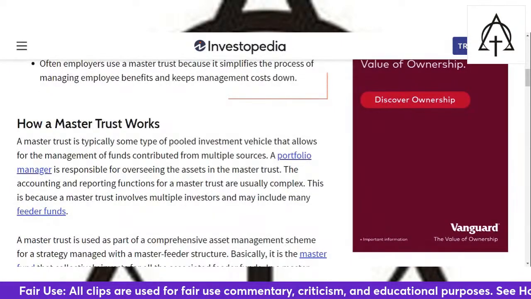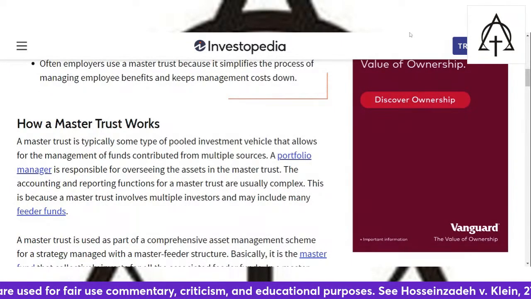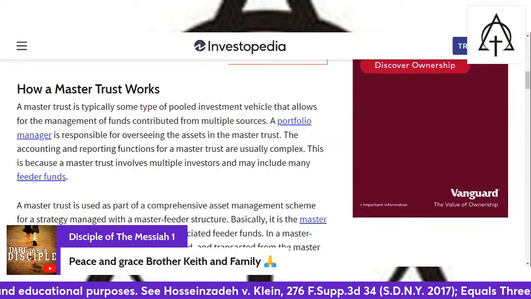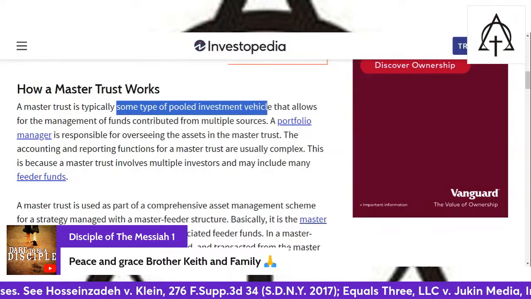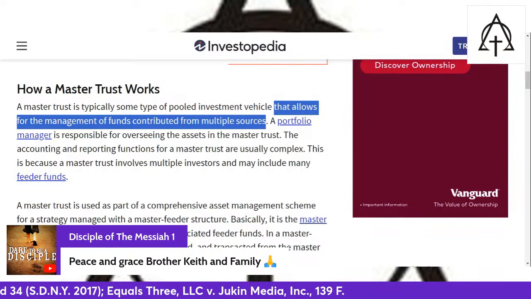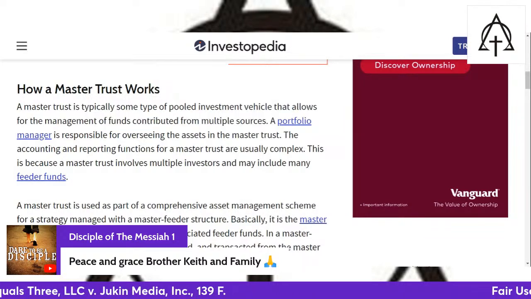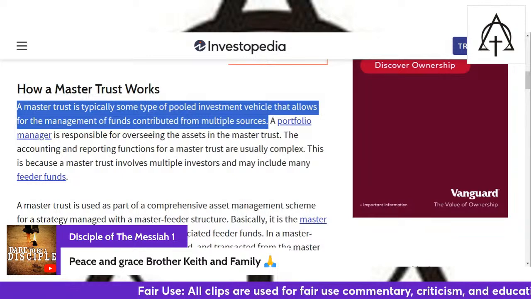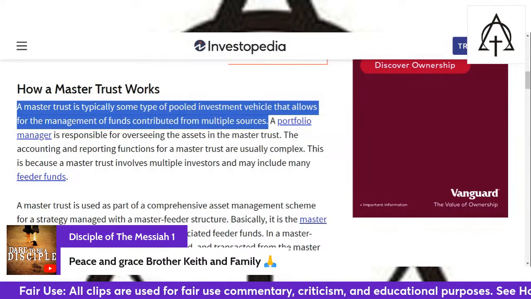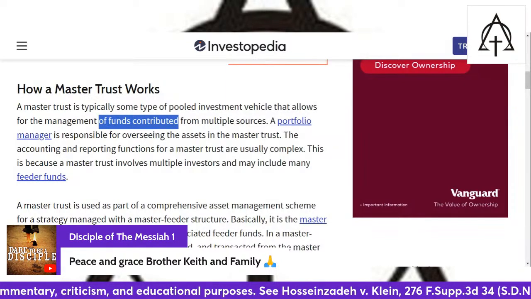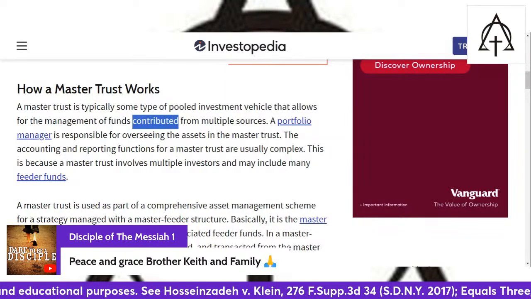How a master trust works. A master trust is typically some type of pooled investment vehicle that allows for the management of funds contributed from multiple sources. So the fund is being managed by somebody else, not you. You're not funding it. Or excuse me, you're funding it, but the funds are coming from funds contributed. They're volunteered.